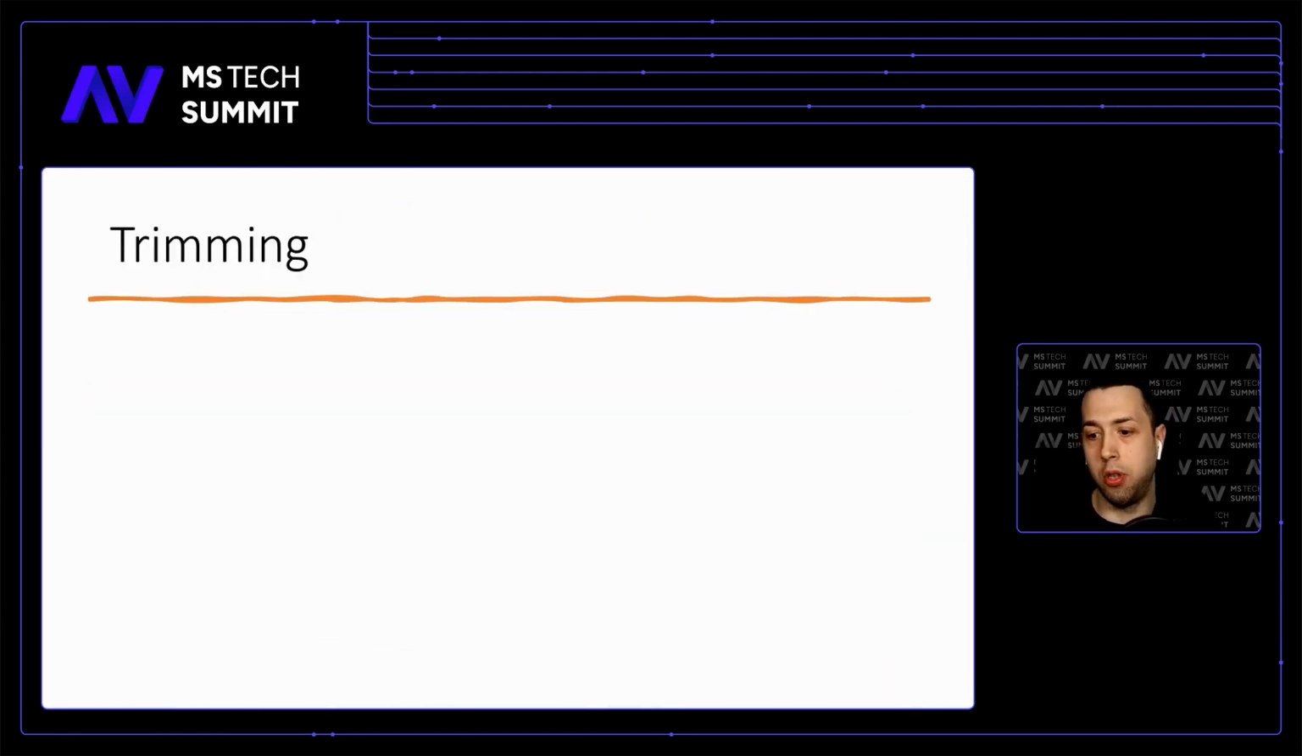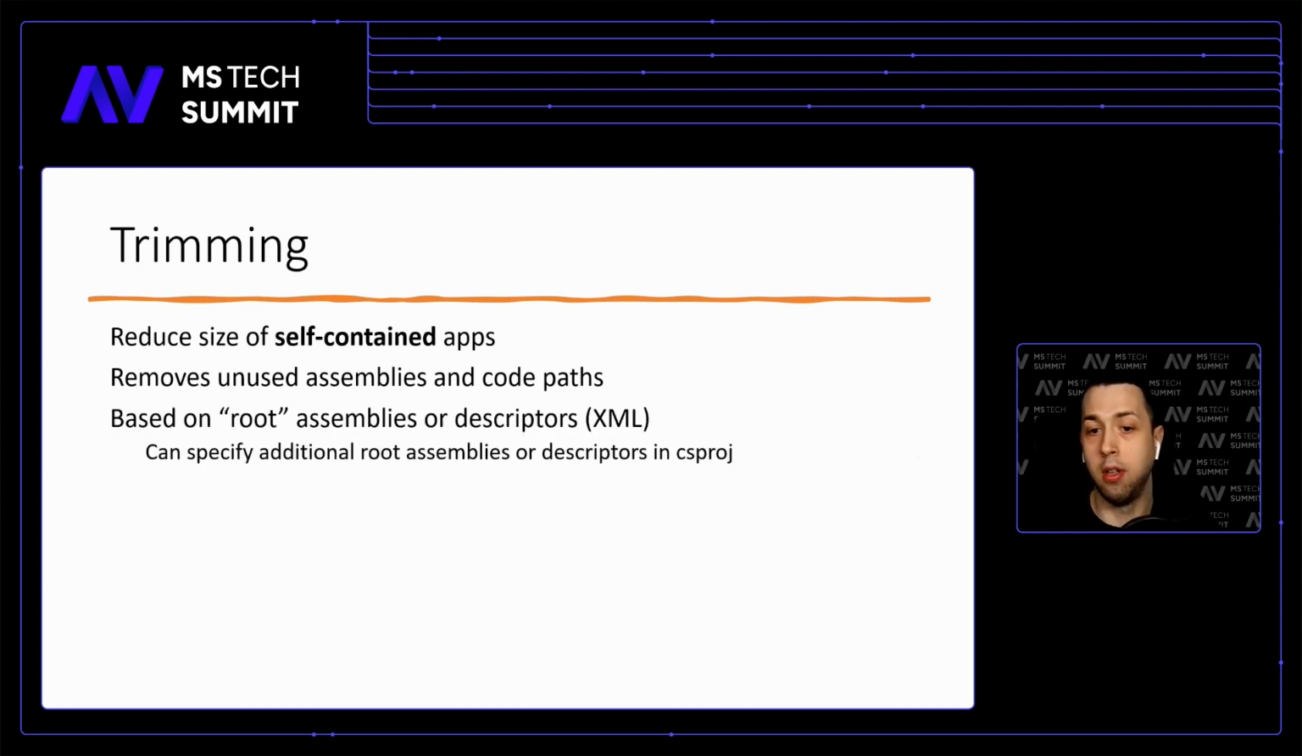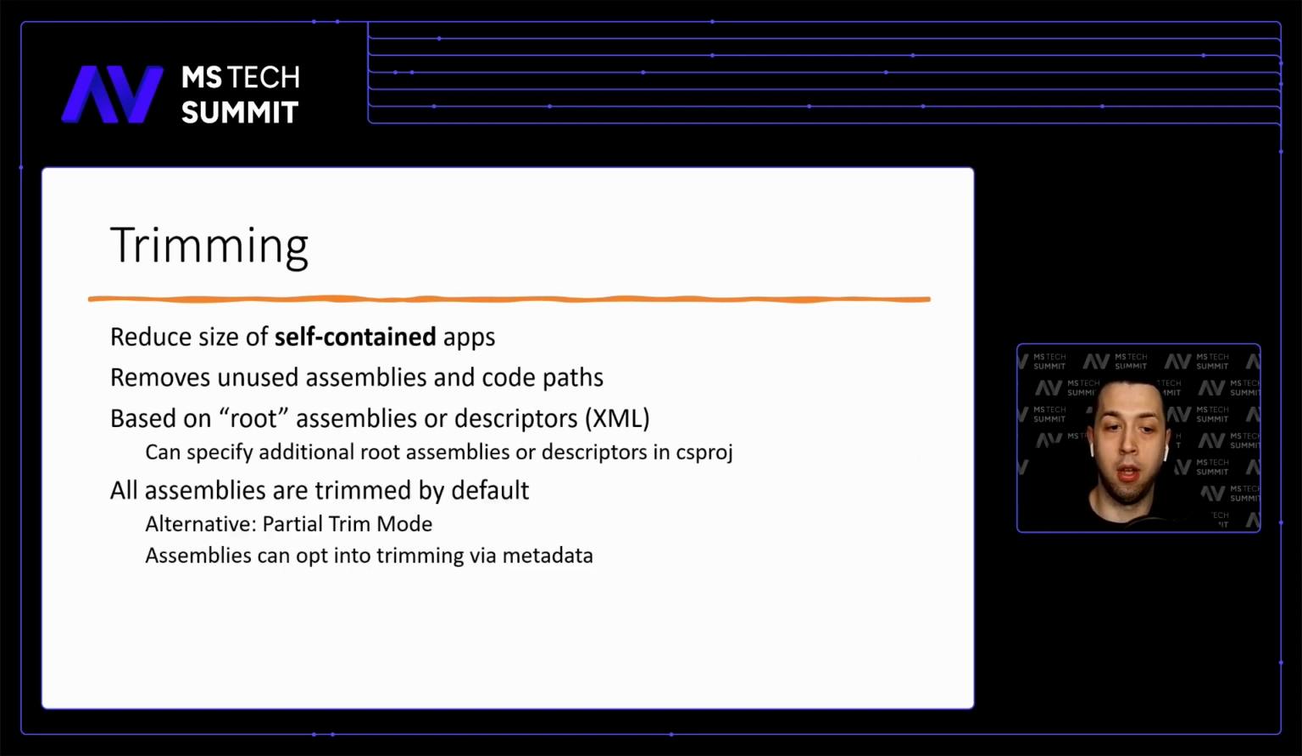What we can also do to reduce the size of the application is trimming. It's usually used to reduce the size of self-contained apps, so you can remove unused assemblies and code paths. It's based on the root assemblies. It looks at certain assemblies and then does tree shaking. It shakes the tree and everything that's not fixed to the root falls off.